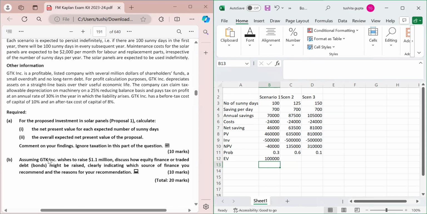So this is how you're going to frame your answer for this 10 marker requirement. With this, we are done with the question.